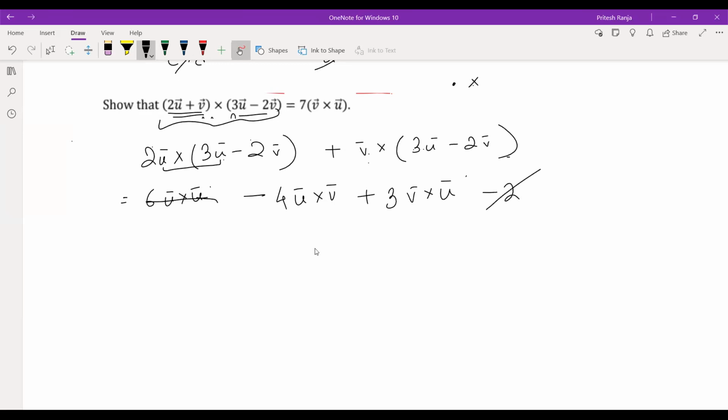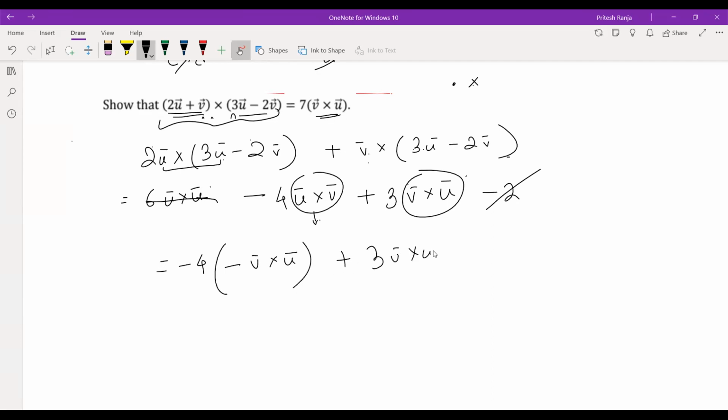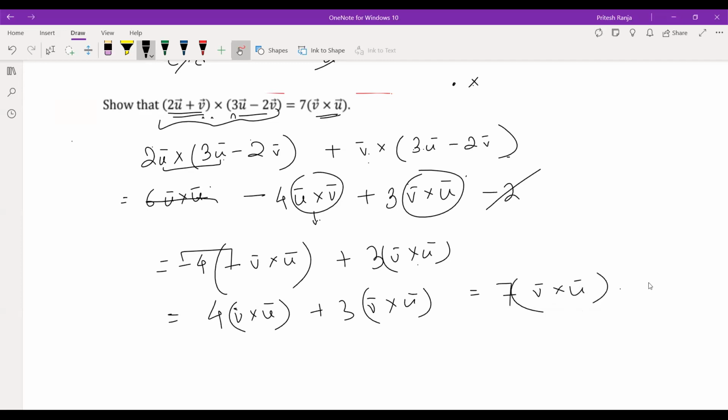Now here you can see this is u cross v and this is v cross u. So we want it in terms of v cross u, so I'll change this into v cross u. I can write it as minus 4 as it is. This will be minus v cross u, and then plus 3 v cross u. So this minus minus becomes plus. So 4 v cross u plus 3 v cross u gives 7 v cross u. And this is the one which we need to prove.